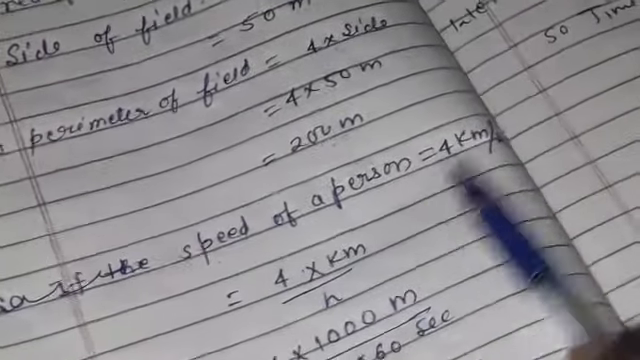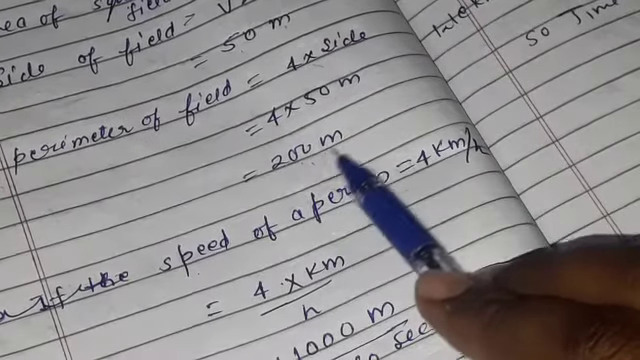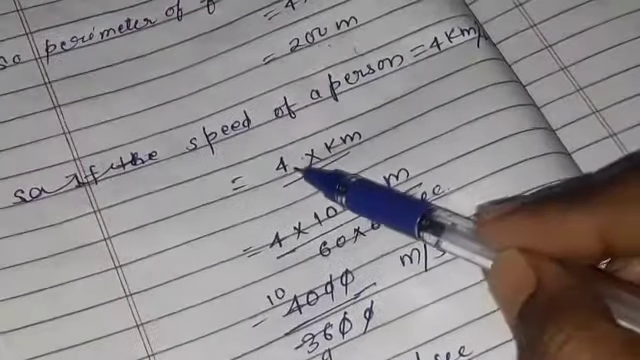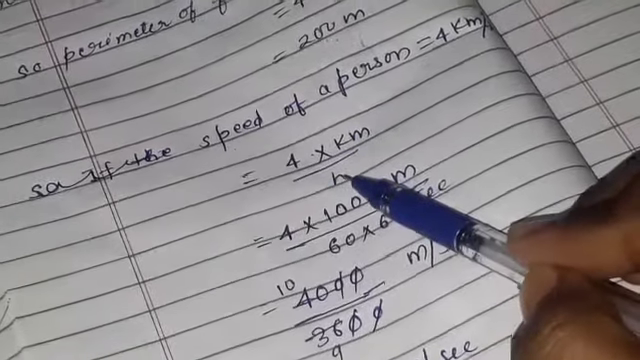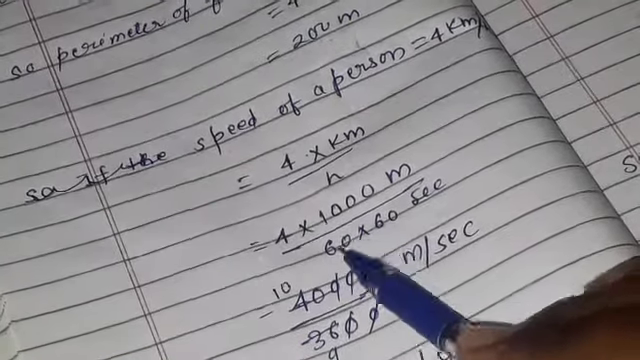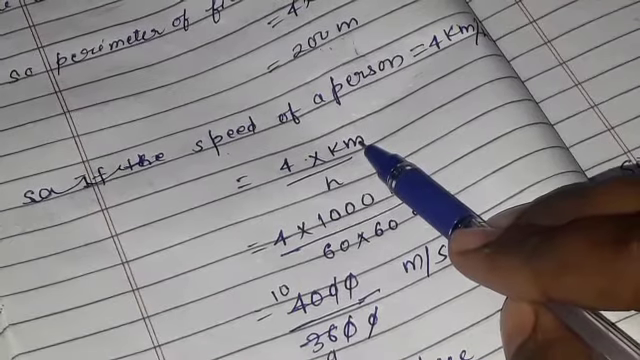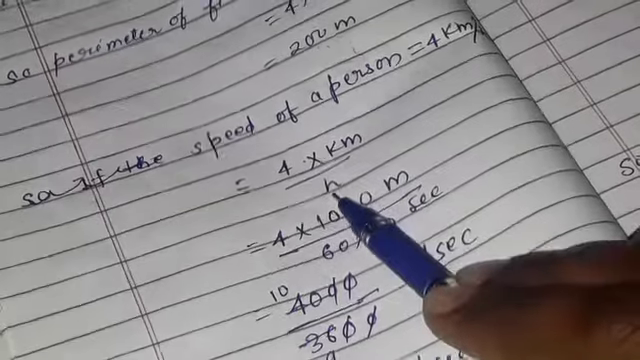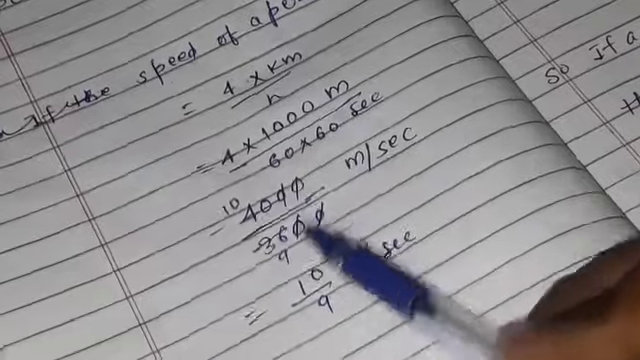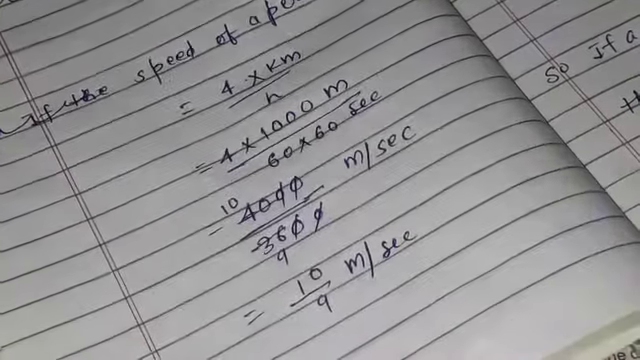Now speed of that person is 4 km per hour, and class, your length, or we can say your perimeter, is in meter. So convert your kilometer into meter. For that, 4 km means 4 into kilometer upon hour, that is equal to 4 into 1000 meter upon 60 into 60 second. Because class, if you convert your kilometer into meter, you have to convert your hour also into second. So 4000 upon 3600, that is equal to 10 upon 9 meter per second.